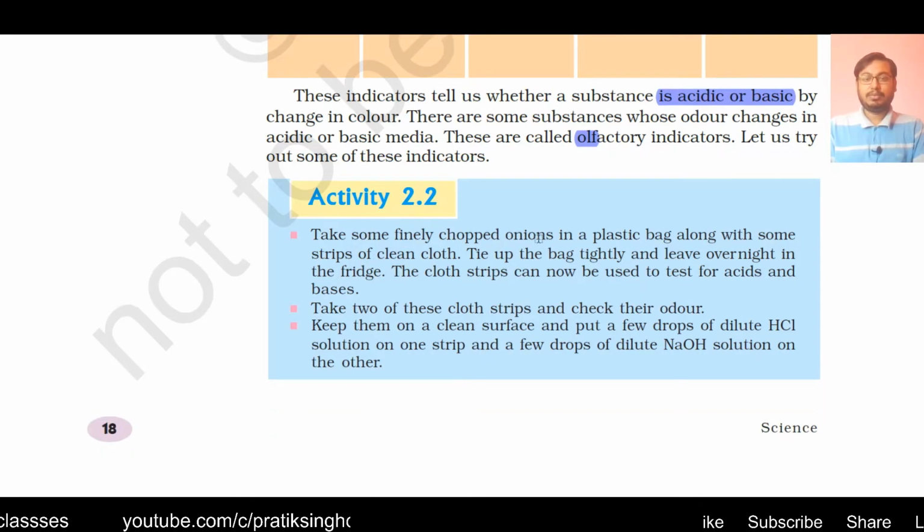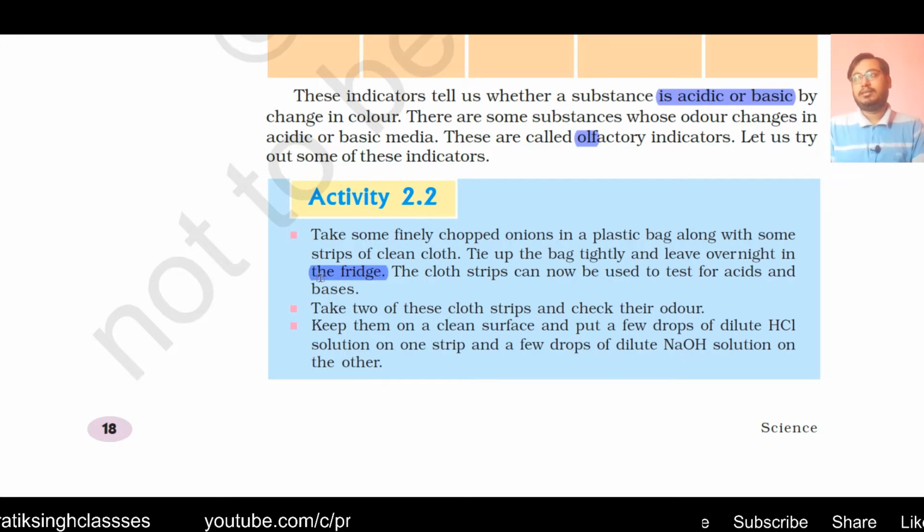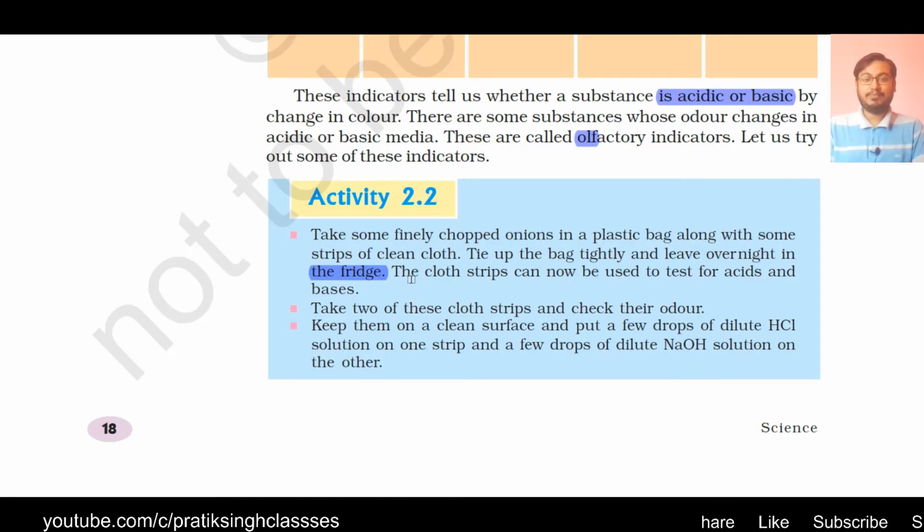Take some finely chopped onions in a plastic bag along with some strips of clean cloth. Tie up the bag tightly and leave it overnight in the fridge. First put the chopped onions with the strips of cloth and then put that into the plastic bag in a refrigerator overnight. The cloth strips can now be used to test for acids and bases. What will happen overnight is that the cloth will absorb the juice of the finely chopped onions, and then it can be used as an indicator.